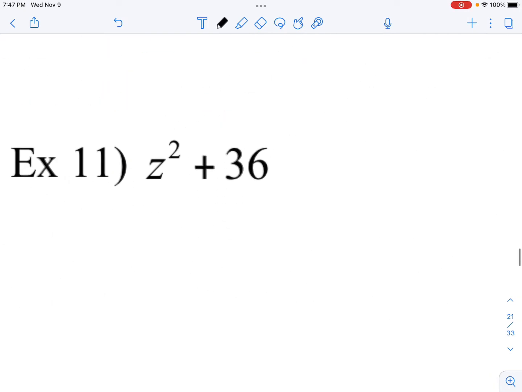This one, something very important. This is not a difference. Can't do it.